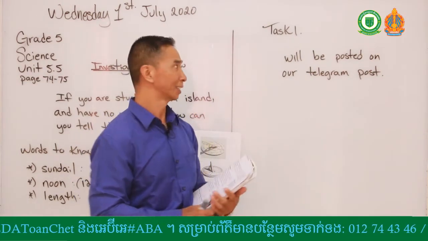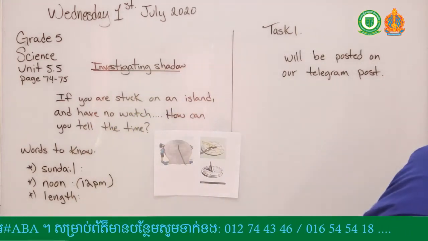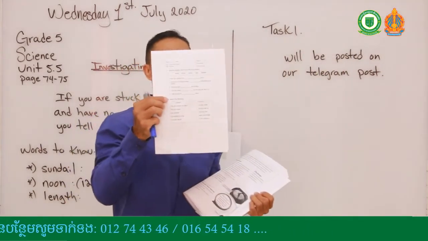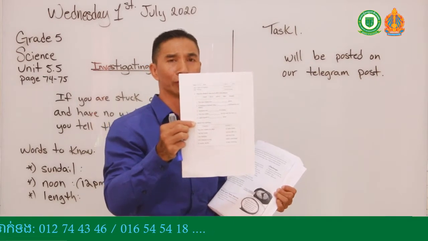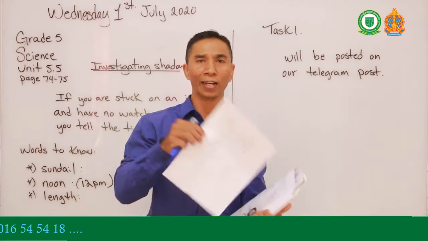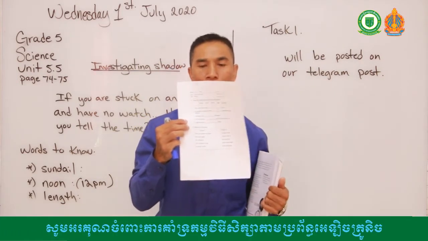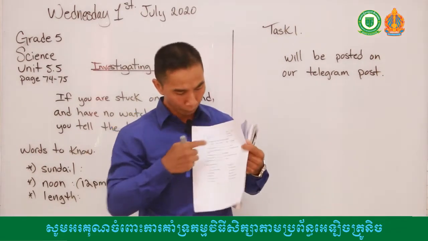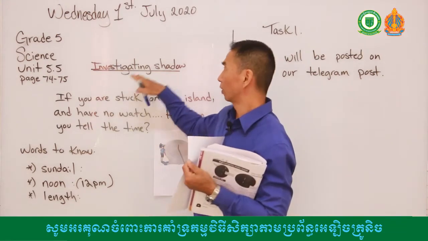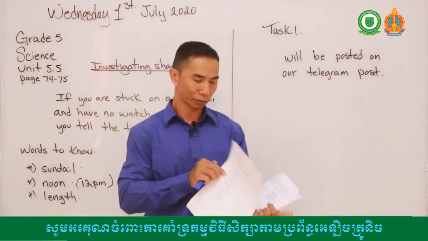Okay, for your first task for this lesson, I will drop it on our Telegram post. Your first task is this page here. I will post it on our Telegram post for you to answer. You will have 30 minutes to answer all these questions. Once you have answered, please send it back to my personal Telegram so I can correct it and give you back your score. Again, all this information is on our studies today and our study last week, because we are investigating shadows and how we can tell time using those shadows.